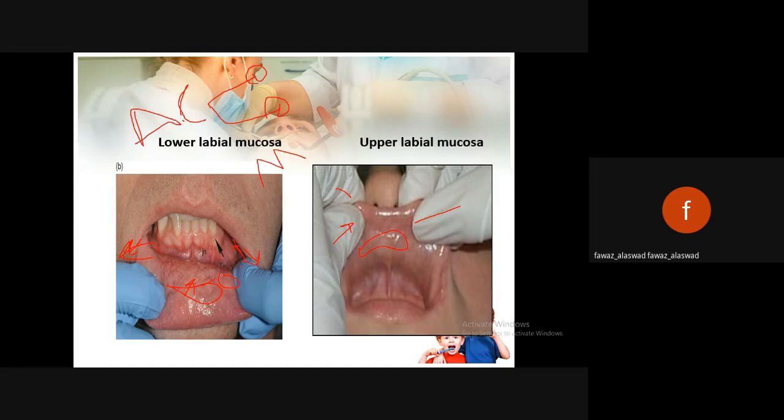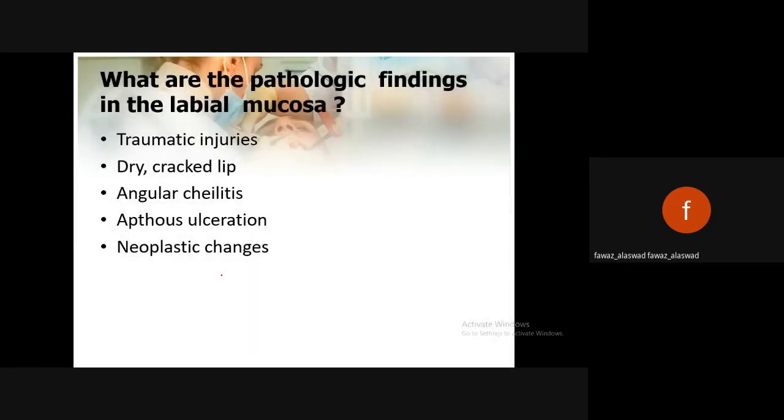Sometimes an aphthous ulcer is present, and even cancers of the lip or neoplastic changes are mostly associated with the lower lip also. These are the most common: the traumatic, the cracked lip, the angular cheilitis, which we divide into two types, and neoplastic or cancer also. Let me repeat briefly.